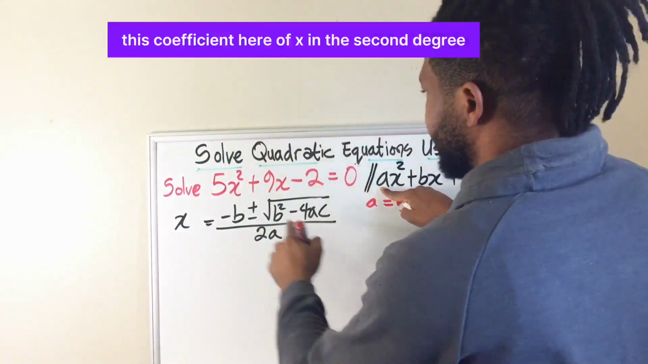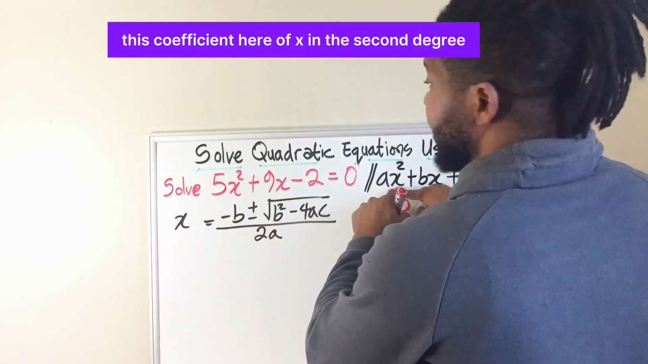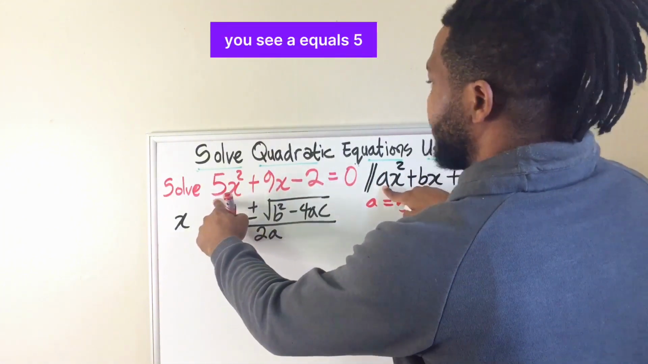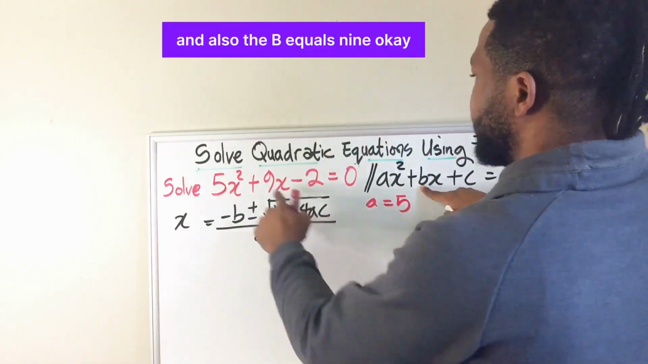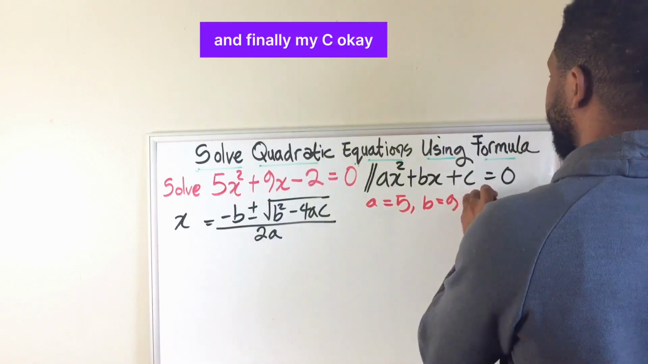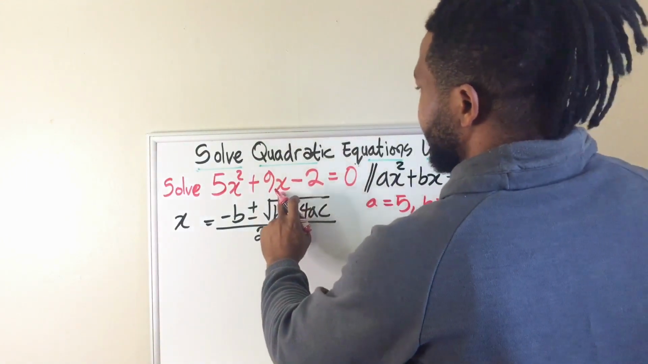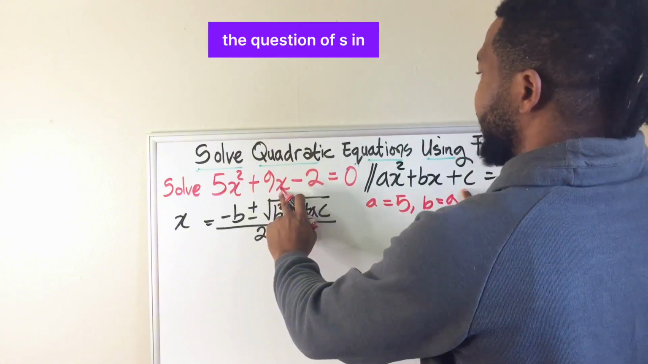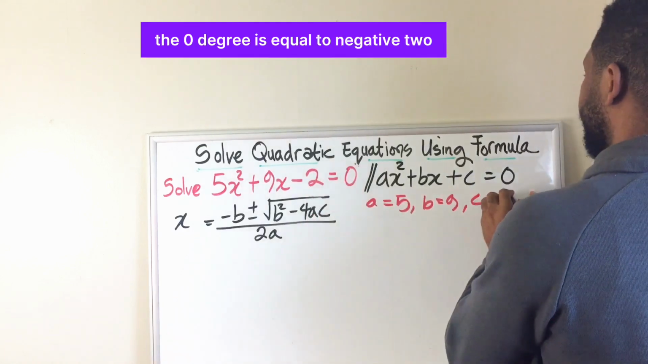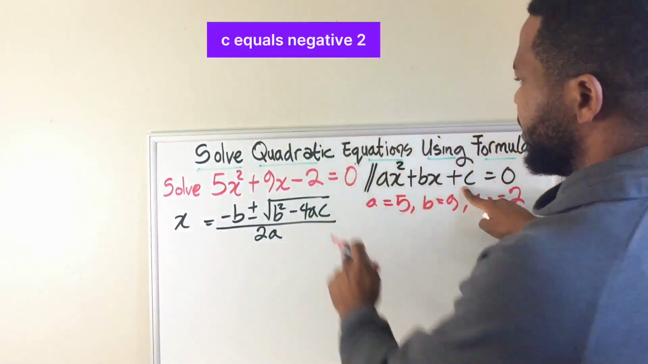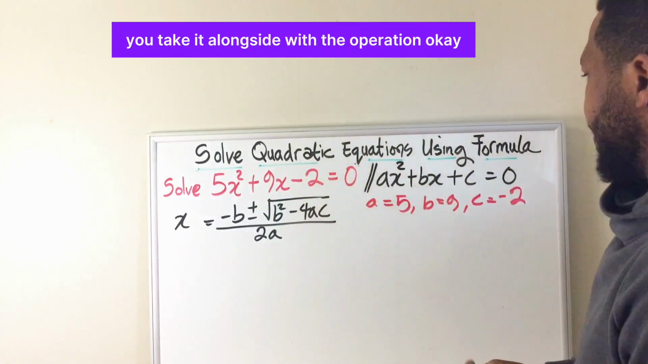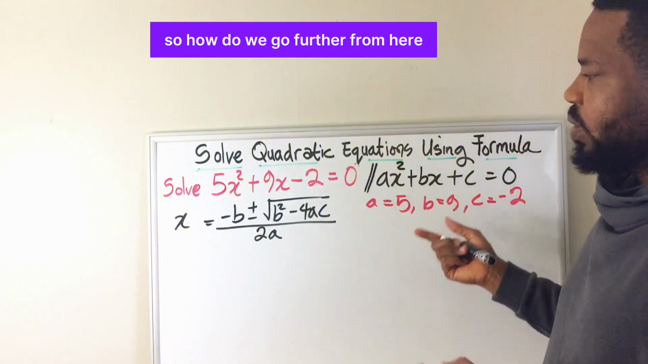When I compare this coefficient of x in the second degree with what I have in the question, you see a equals 5, and also b equals 9, and finally my c, that is the coefficient of x in the 0 degree, is equal to negative 2. As you can see here, c equals negative 2. You take it alongside with the operation. So how do we go further from here?